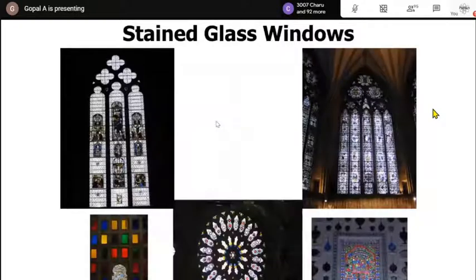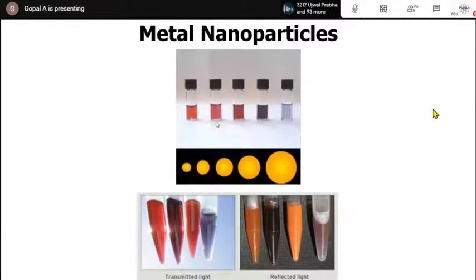Okay? The other thing is stained glass windows, which we have seen. There are beautiful designs made with them, but these are mostly metal salts which are embedded inside the glass to make these designs. If you take gold nanoparticles, depending on the size of the nanoparticle, you can get different colors. It's the same material, gold, but the size of the nanoparticle is different, so you get different colors. And not just different colors: if you look at the transmission and the reflection, they show different colors. So the same size nanoparticle shows red in one and orange in the reflection.